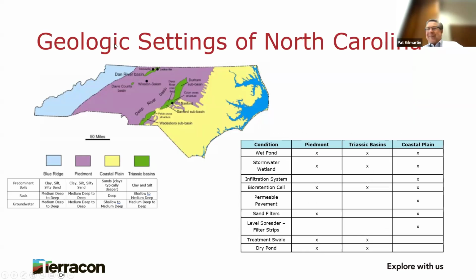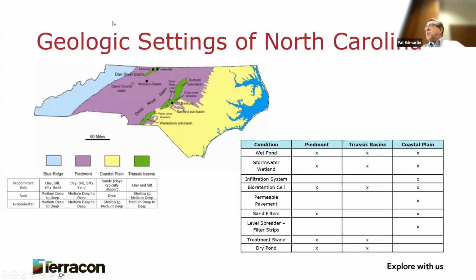Geotech, we've got to talk about geology here. North Carolina has 4 general geologic settings, west to east: Blue Ridge, Piedmont, Triassic basins there in green, and the coastal plain. Each setting has its predominant soil types, rock types, and groundwater conditions. These factors, such as permeability of the soils and the depth of groundwater, really influence which types of stormwater control measures are more common in each setting.